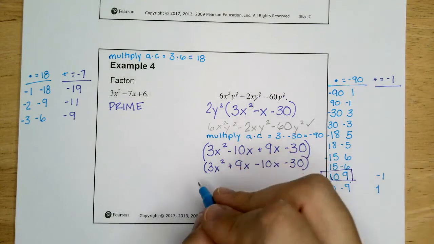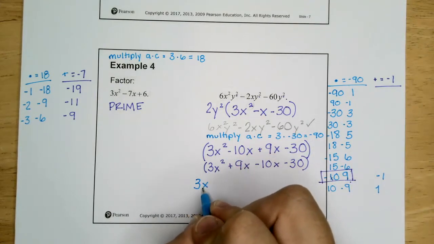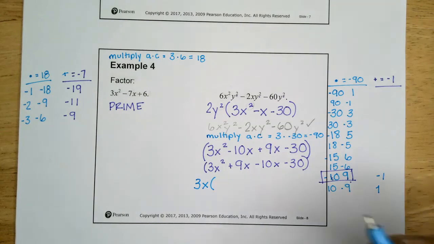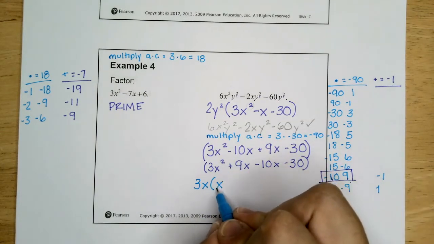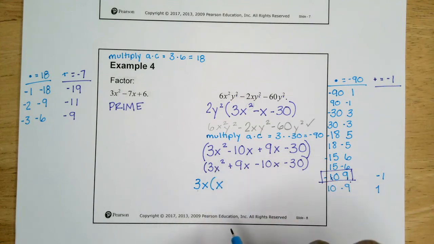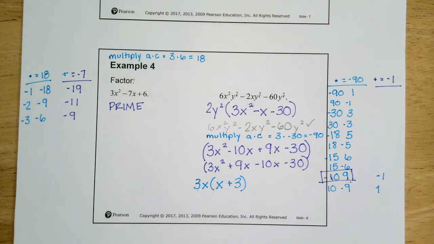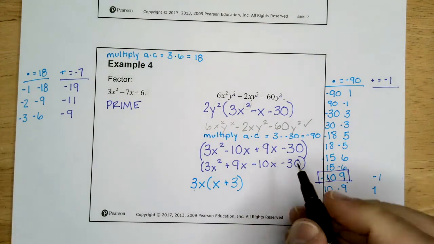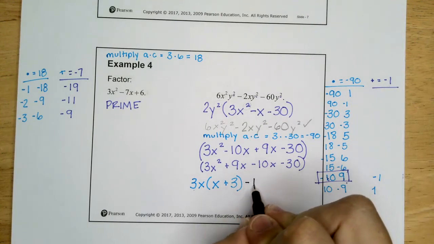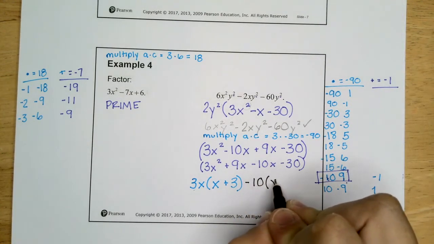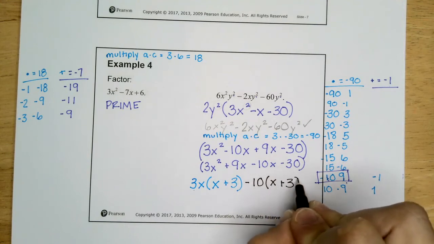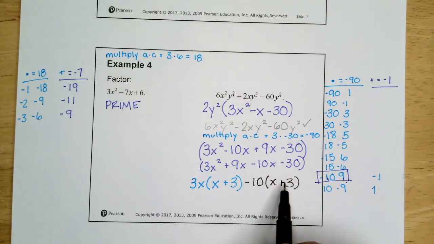3x squared and 9x, the greatest factor is 3x, right? So now I can say 3x times x gives me 3x squared. 3x times positive 3 gives me 9x, okay? And then I can say for the other side, negative 10 and negative 30. So negative 10 is the factor. x minus, sorry, plus 3, right? Because a negative times a positive will give me that negative.